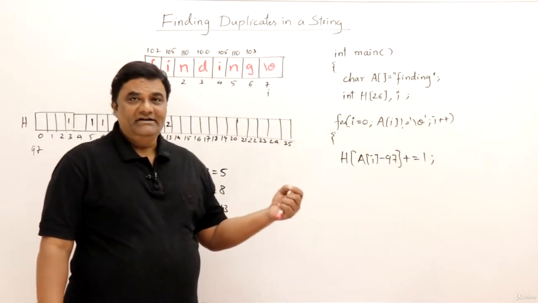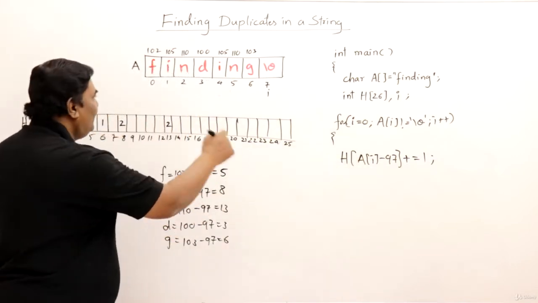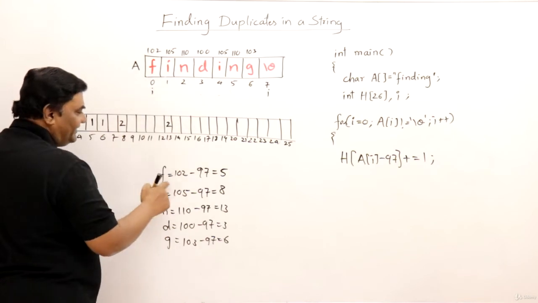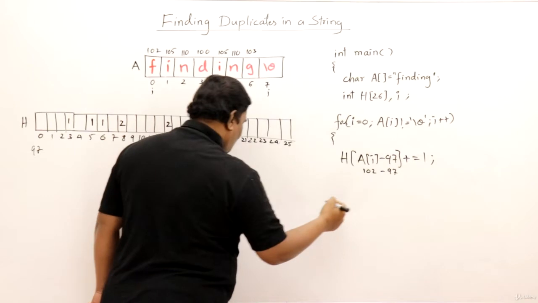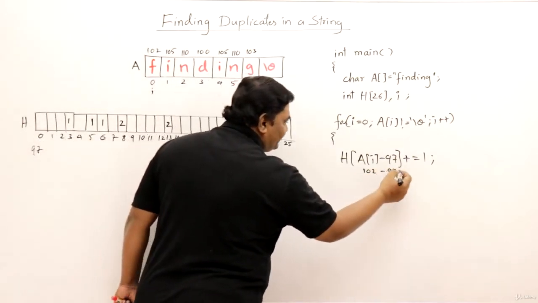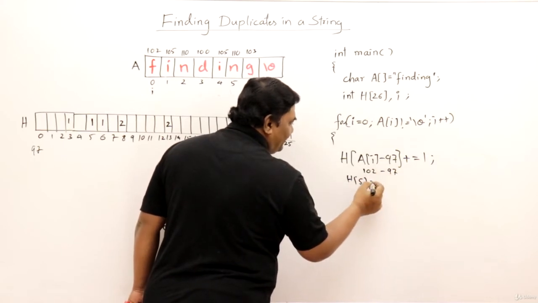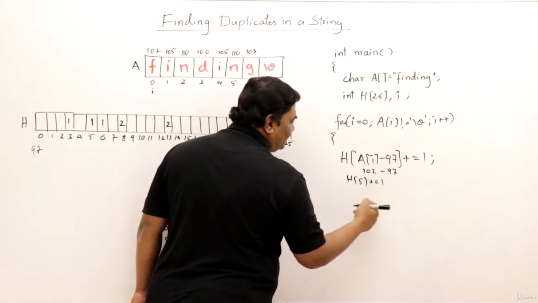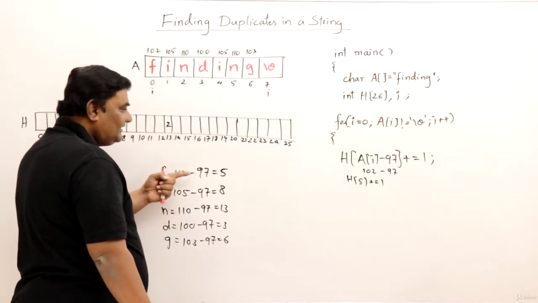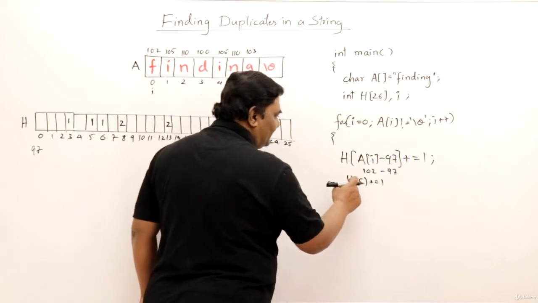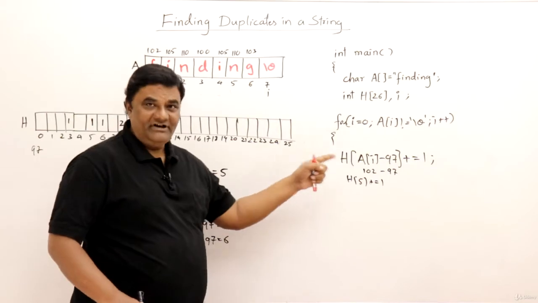So in the hash table at a given index, for example, A of i is F. F is 102. 102 minus 97. How much is this? 5. So this becomes H of 5. H of 5 is incremented by 1. So H of A of i minus 97 plus plus. It becomes like this. So for every alphabet, it will be calculated in the same way. So the indices are obtained. So this is how the entire hash table array will be filled.